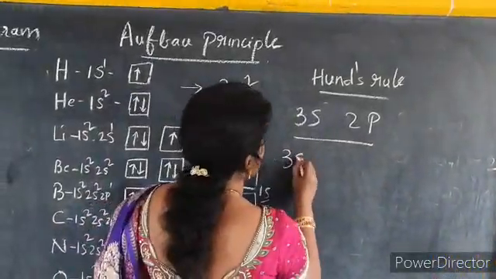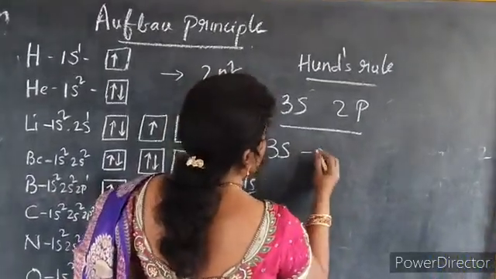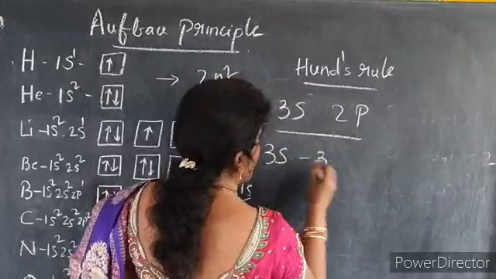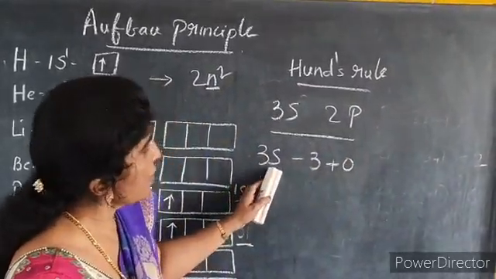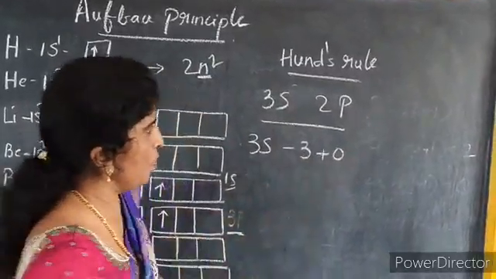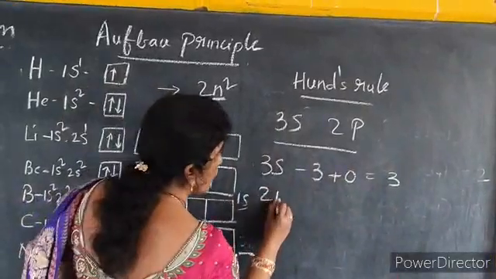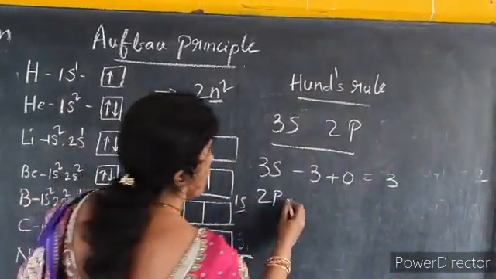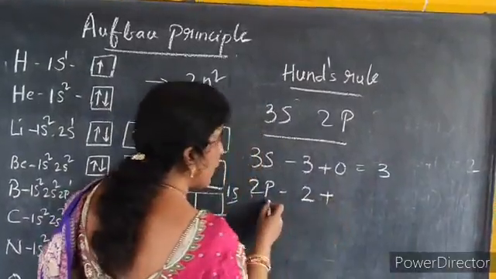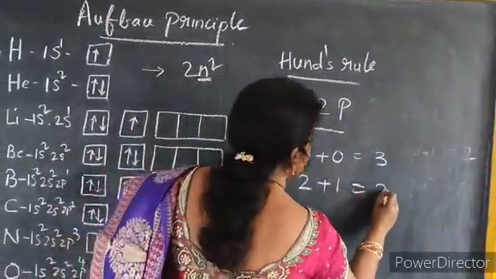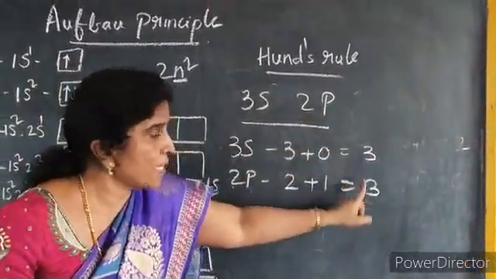Now for 3s, what is the n plus l value? It is 3 plus 0. The principal quantum number is 3 and the azimuthal quantum number is 0, so it equals 3. Now take the 2p orbital. Here 2 is the principal quantum number and the l value for p is 1. So it is 3. Both these orbitals have the same n plus l value.